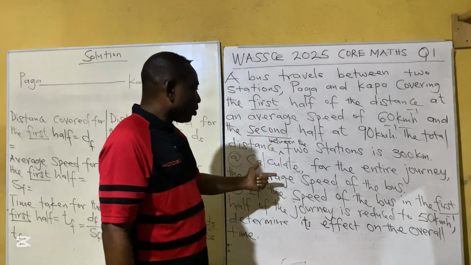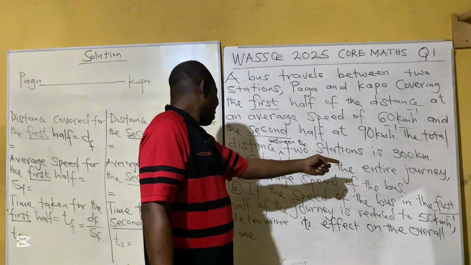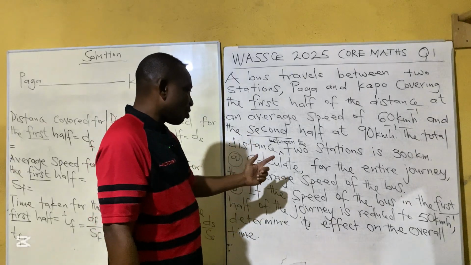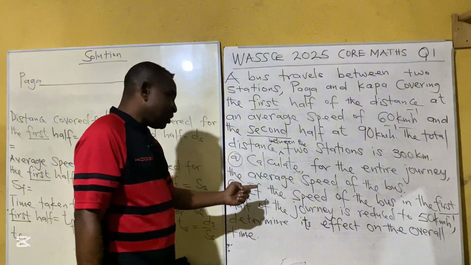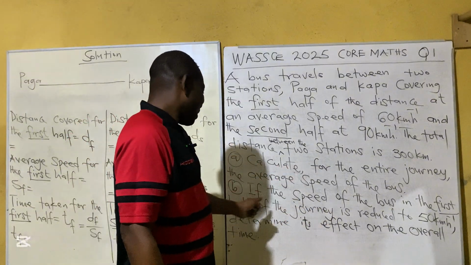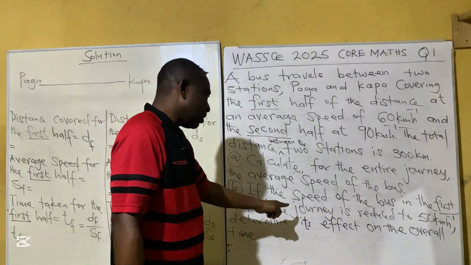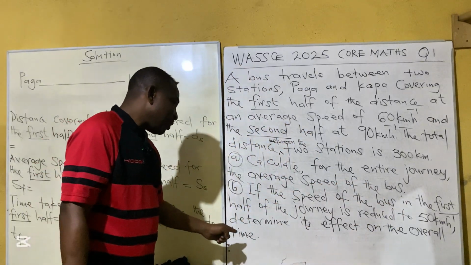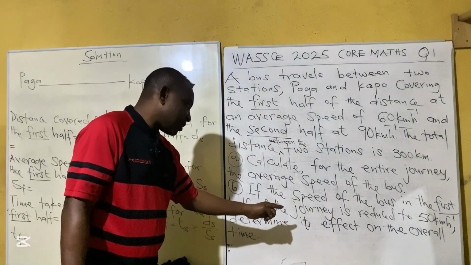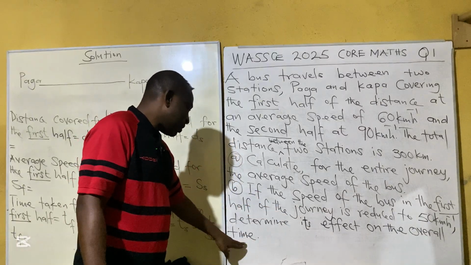A. Calculate for the entire journey the average speed of the bus. B. If the speed of the bus in the first half of the journey is reduced to 50 kilometers per hour, determine its effects on the overall time.